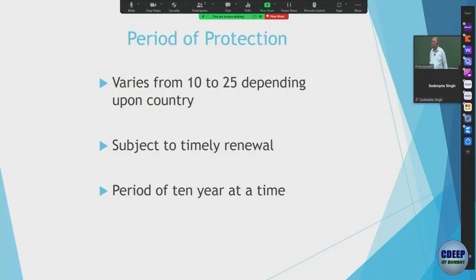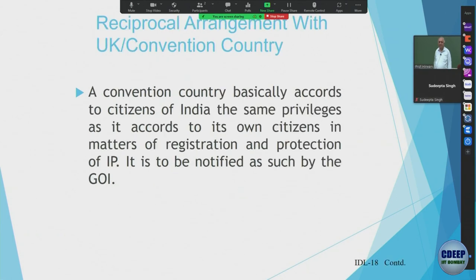Period of protection, as I told you, is 15 years in India, but varies from 10 to 25 years in other countries, subject to timely renewal. You get 10 years at a time. Then we have a reciprocal arrangement with the UK because our law is based on UK law. So whatever we get protected here, we can get protected in the UK and vice versa.